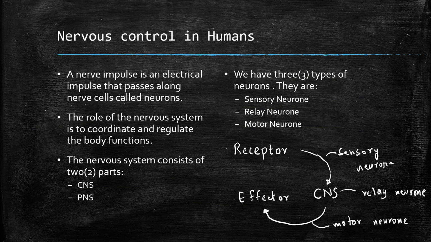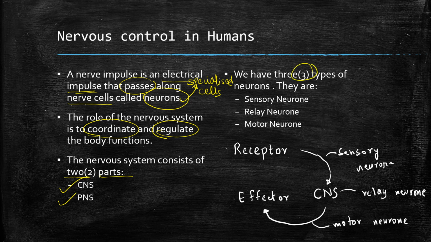Nervous system in humans. A nerve impulse is an electrical impulse that passes along nerve cells called neurons, which we looked at. Neurons are what? Specialized cells, right? Specialized cells, which means they have a specialized job. Their specialized job is what? To pass the electrical impulse, right? The role of the nervous system is to coordinate and regulate the body functions. The nervous system consists of two parts: central nervous system and peripheral nervous system, which we just looked at.